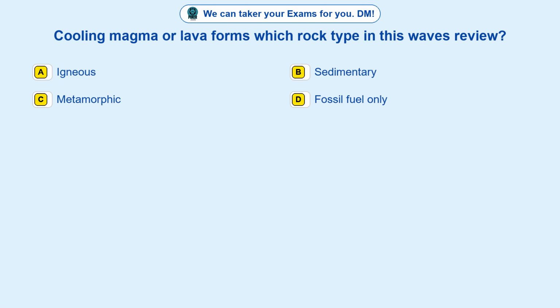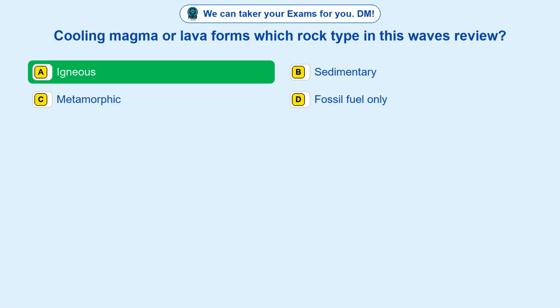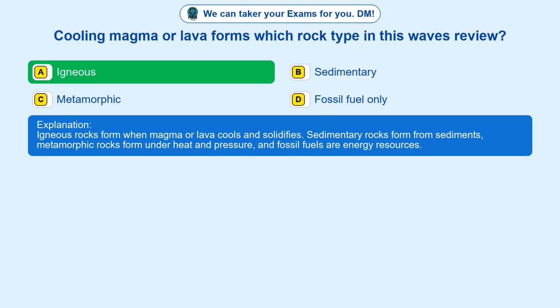Question 84. Cooling magma or lava forms which rock type in this waves review? Option A, igneous. Option B, sedimentary. Option C, metamorphic. Option D, fossil fuel only. The correct answer is option A, igneous. Igneous rocks form when magma or lava cools and solidifies. Sedimentary rocks form from sediments, metamorphic rocks form under heat and pressure, and fossil fuels are energy resources.